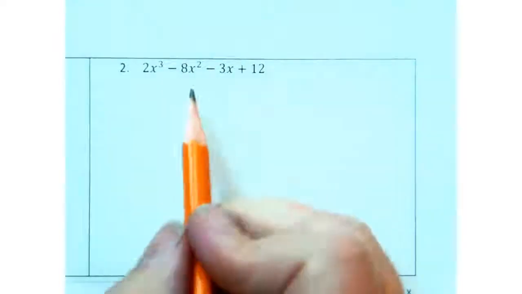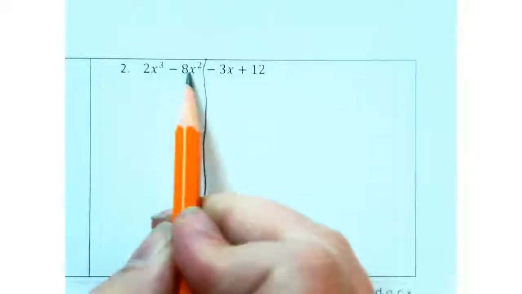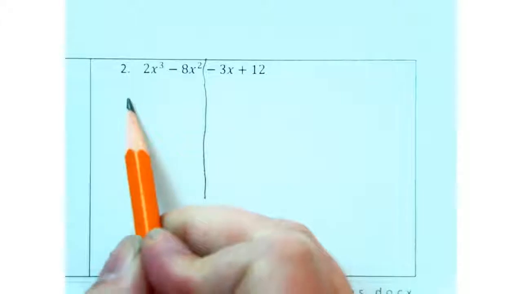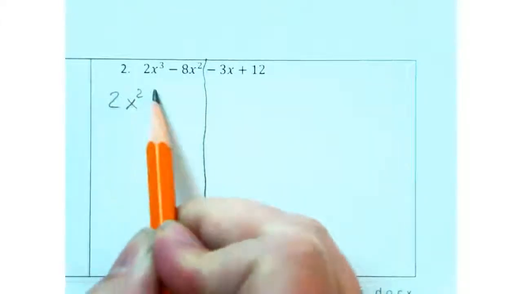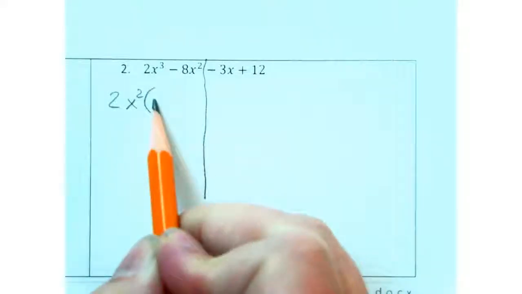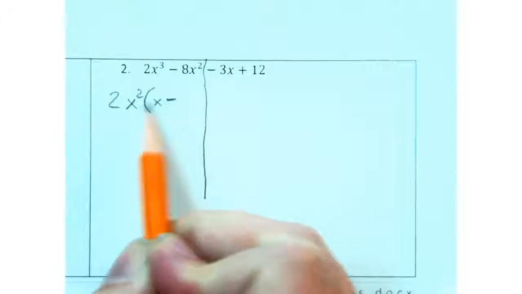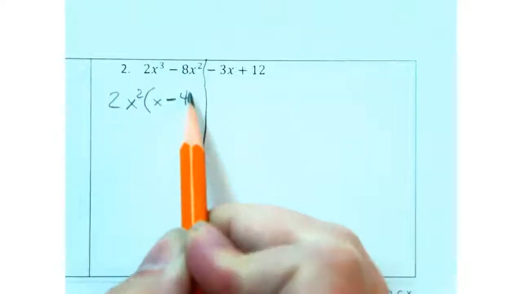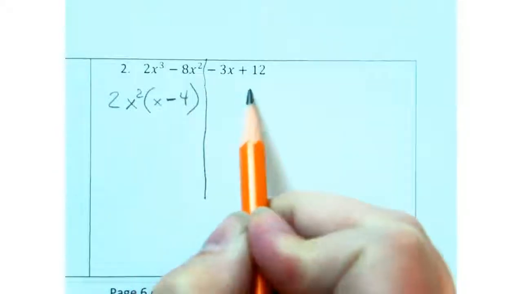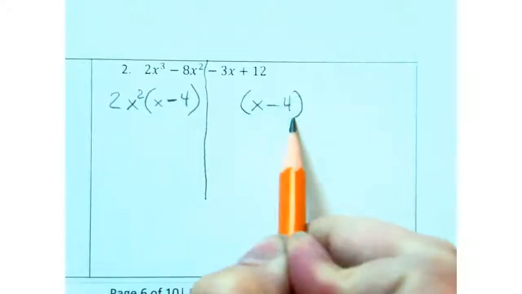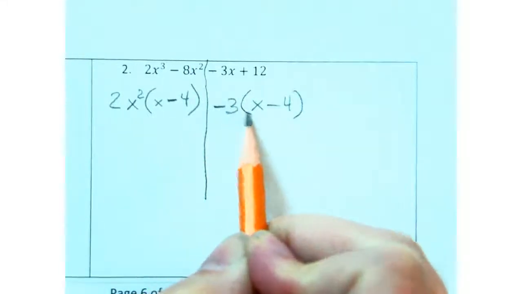Now that you have tried it yourself, check your work. Draw a line, factor out the first half. The smallest power is x squared. The greatest common factor is 2. 2x cubed divided by 2x squared is x. Negative 8x squared divided by 2x squared is negative 4. Copy x minus 4 to the other side. Negative 3x divided by x is negative 3.